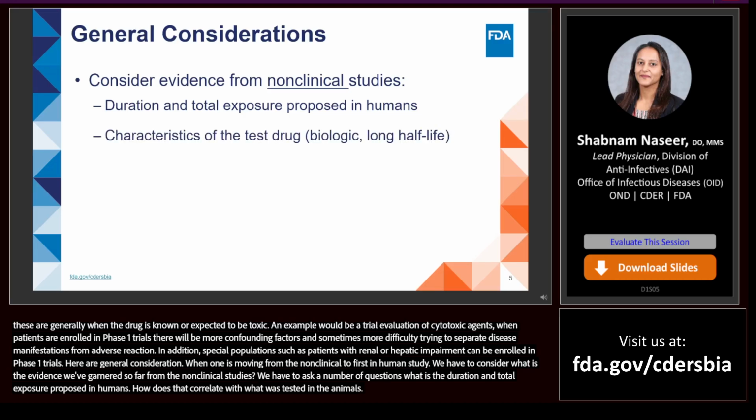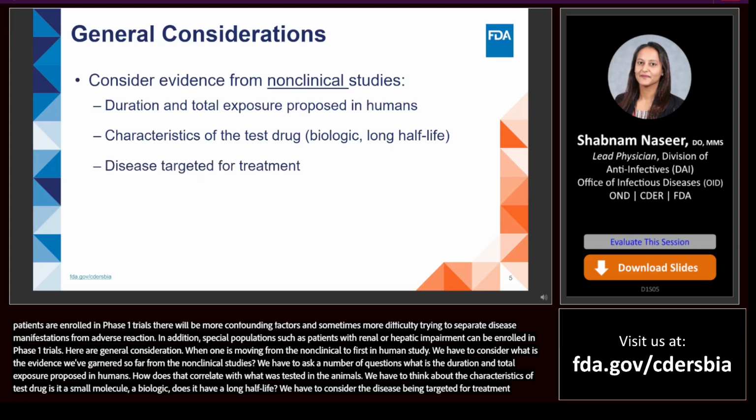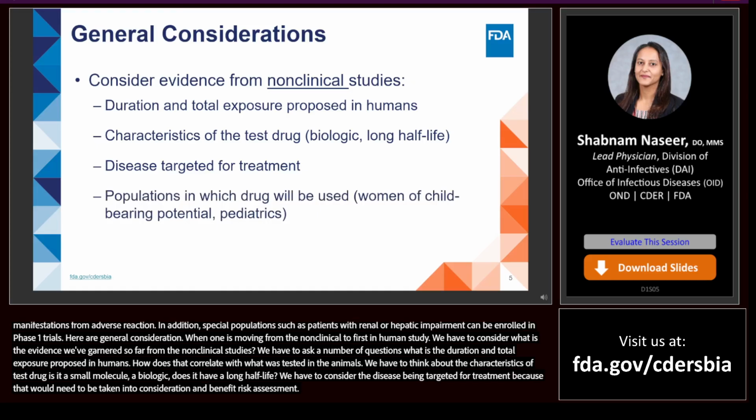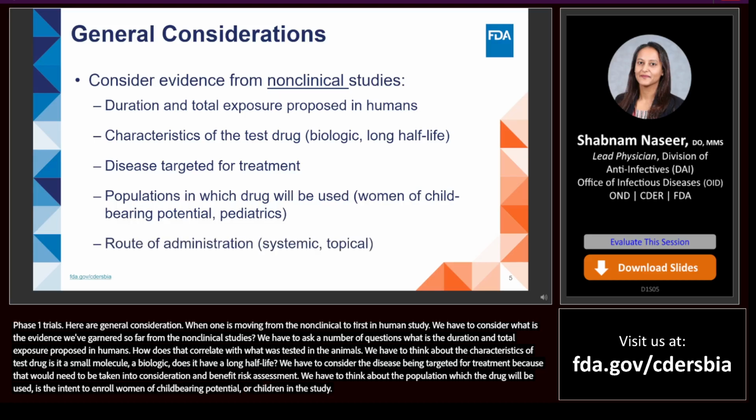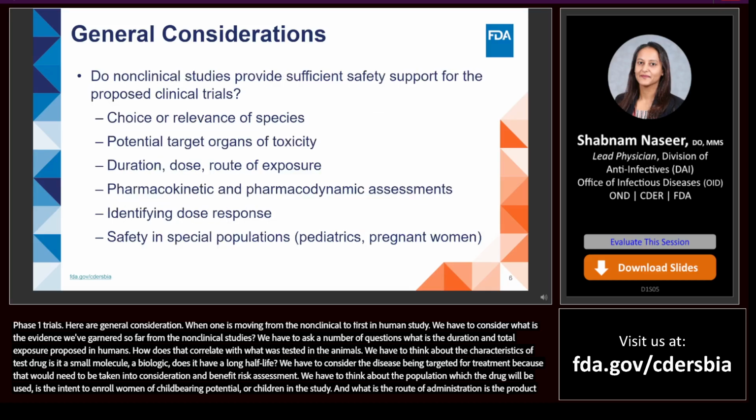We have to think about the characteristics of the test drug. Is it a small molecule? Is it a biologic? Does it have a long half-life? We have to consider the disease that's being targeted for treatment, because that would need to be taken into consideration in the benefit and risk assessment. We have to think about the population in which the drug will be used. Is the intent to enroll women of childbearing potential or children in the study? And what's the route of administration? Is the product being given systemically or topically? So these are some of the initial considerations.